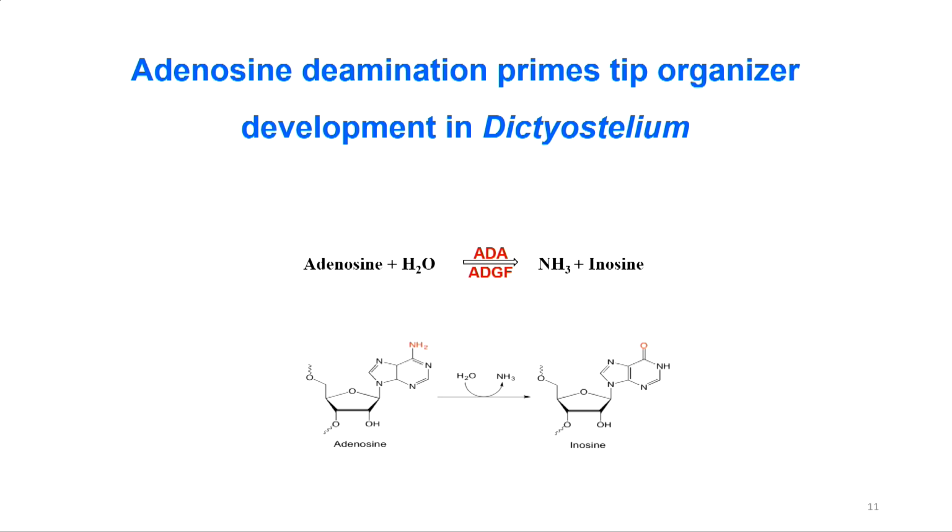This adenosine deaminase related growth factor is extracellular. It is made outside the cells. So the enzyme is thrown out of the cell and it is acting on the extracellular adenosine. The ammonia is formed extracellularly and drives tip formation, or drives organizer formation.